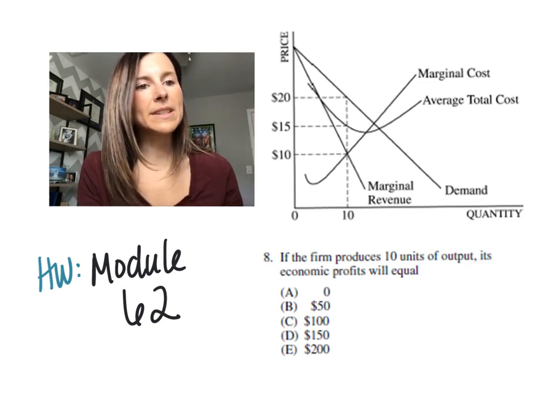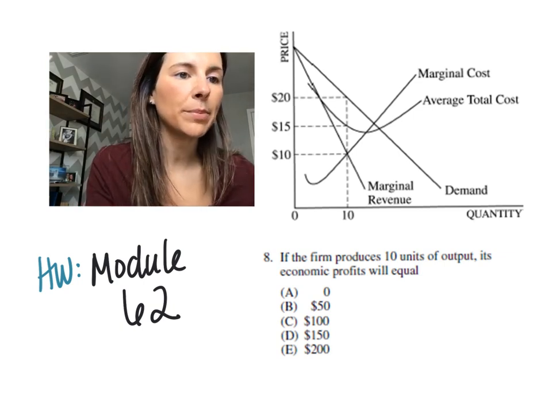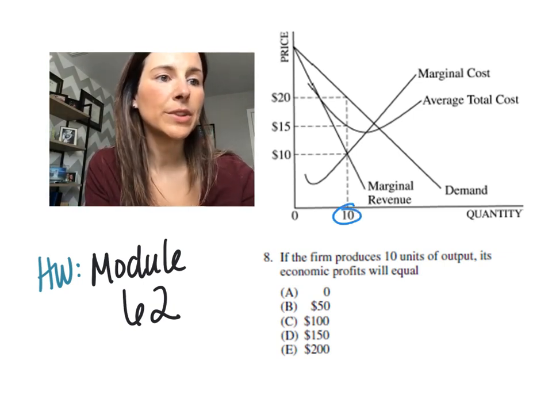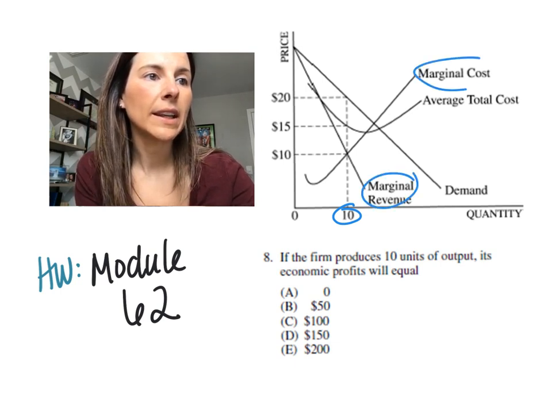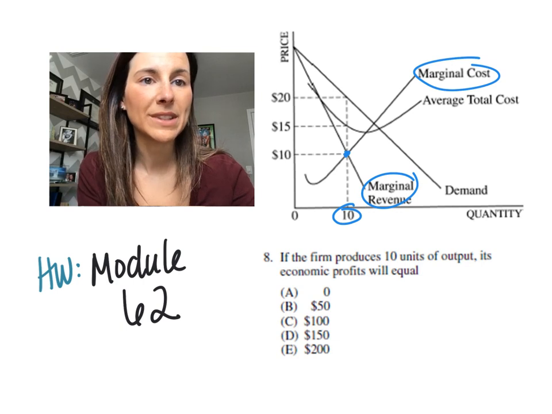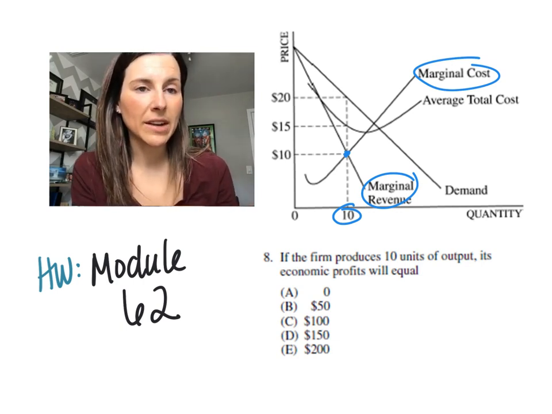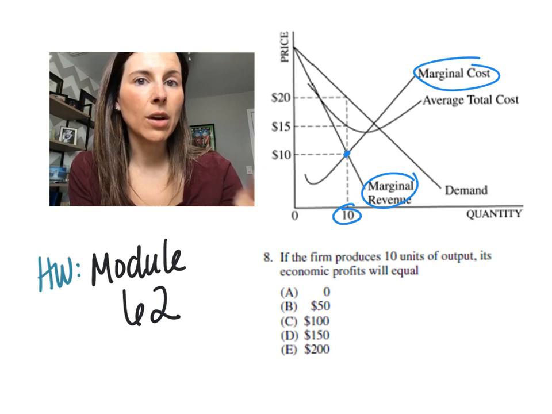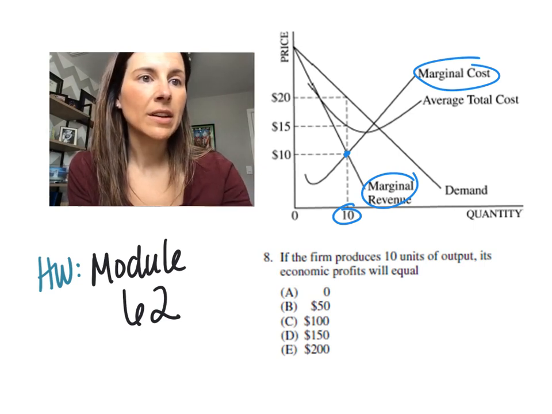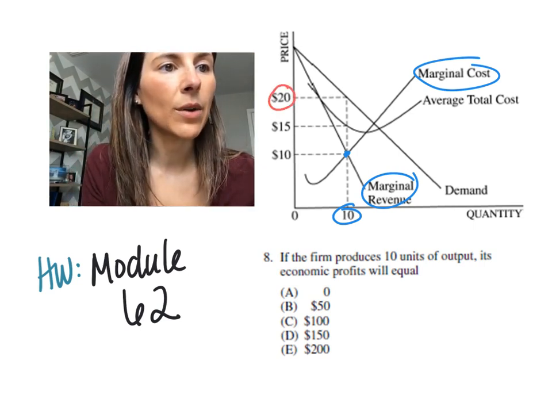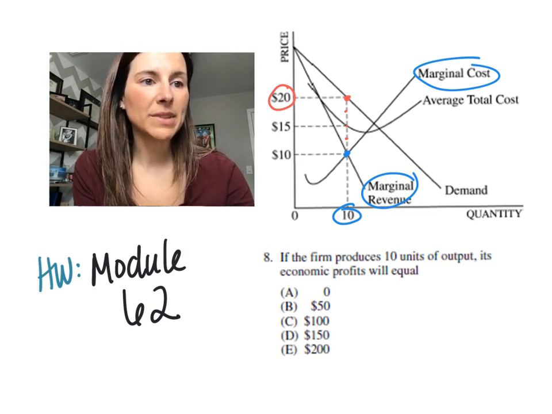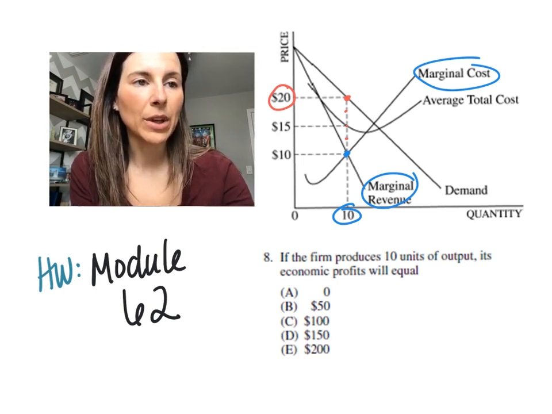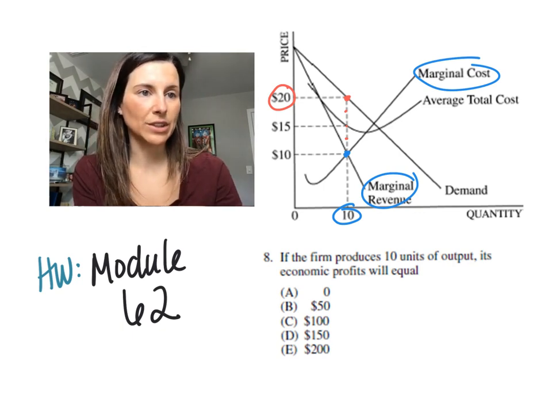All right, so it says if the firm produces 10 units of output, which we know that they would produce because they're going to produce where MR equals MC. So we know that they're going to produce there, but they're not going to charge $10. They are going to charge $20 because we go up to that demand curve, and that's the price that we are going to charge. So again, MR equals MC is our output, and then we go up to the demand curve to get the price that they're going to charge.